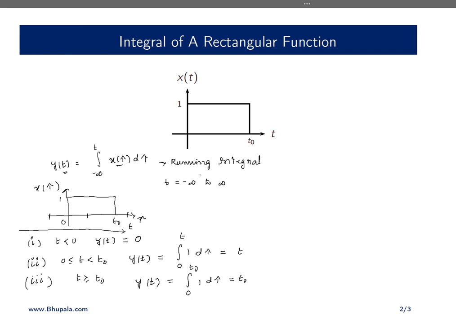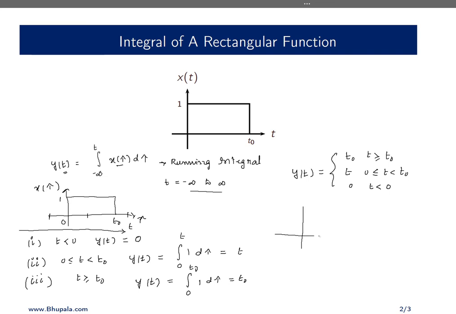As we have covered the complete range of t from minus infinity to infinity, we can try to plot our function y of t. Let us summarize what we have got. y of t is t naught for t greater than or equal to t naught. It is t for 0 less than or equal to t less than t naught, and it is 0 when t is less than 0. If you plot this function, the plot will look like this.